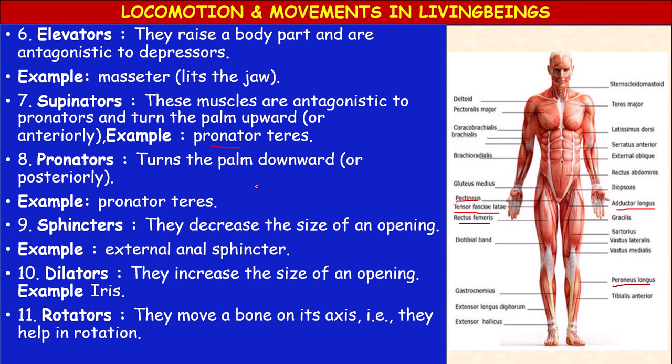Next, rotators. Rotators are the muscles which move a bone on its axis. They help in rotation, the name itself is indicating. Examples, obturator externus and piriformis, so they help in rotation.